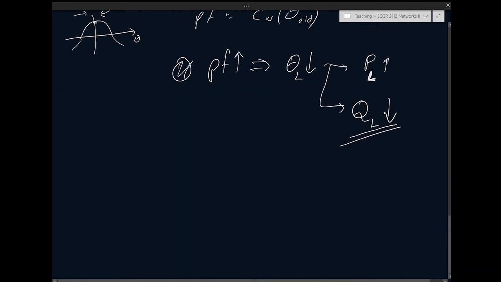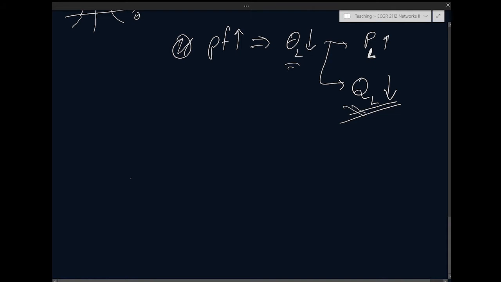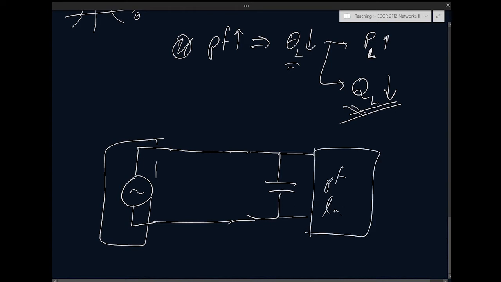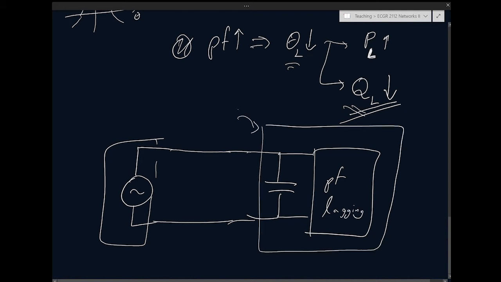Let's derive that. We want to reduce the overall Q_L by connecting a capacitor in parallel. So again, I have my source, and this is my transmission line. Just before my load, I'm going to add a cap. The factory is going to have a bunch of capacitor banks connected in front, and this is the original load, PF lagging. And this is the factory, or industrial customer or whatever.